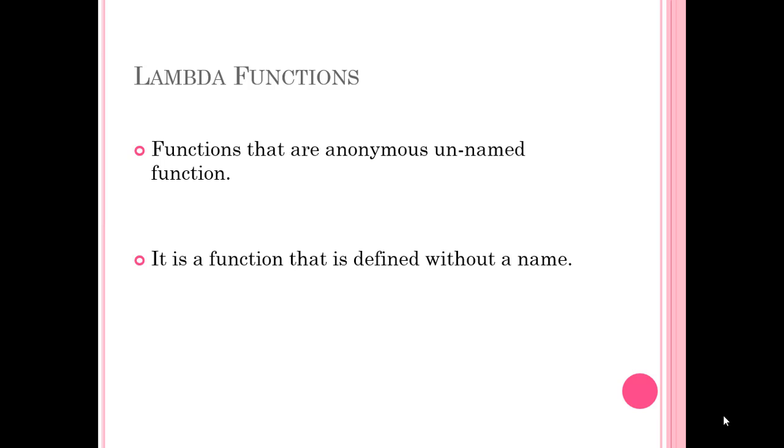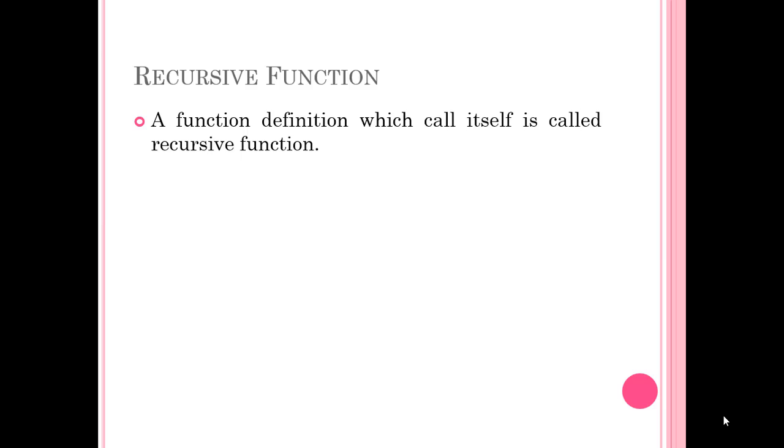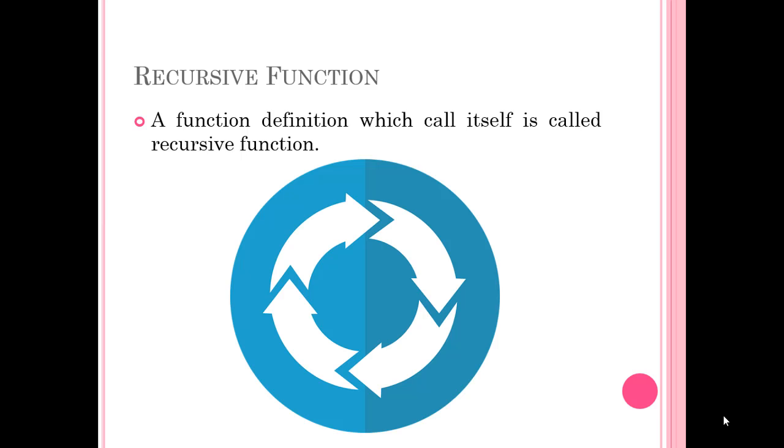Lambda functions are anonymous, unnamed functions. It is a function that is defined without a name. Recursive function: a function definition which calls itself is called a recursive function.